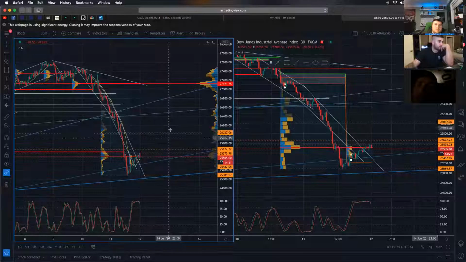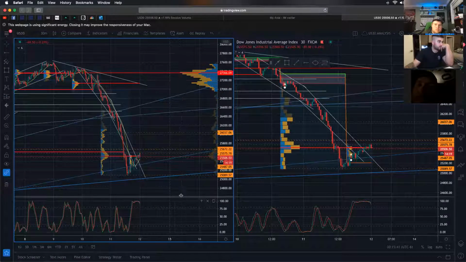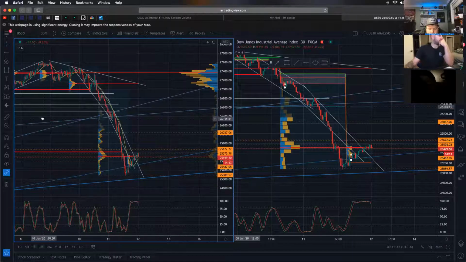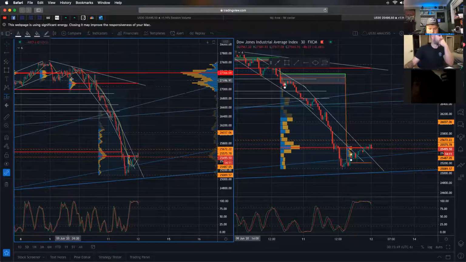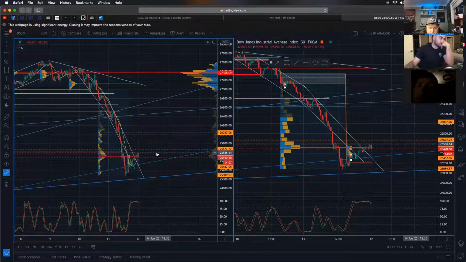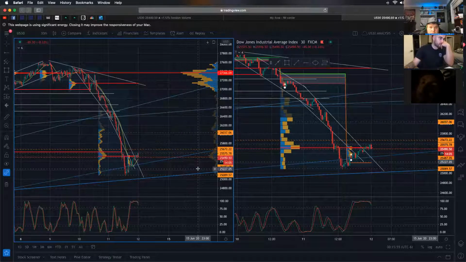Right there. Start that day. Yeah, see right there. That's fucking perfect pullback to that POC, to that high volume node. And you look at them fucking drops. Dude, that's fucking sweet.